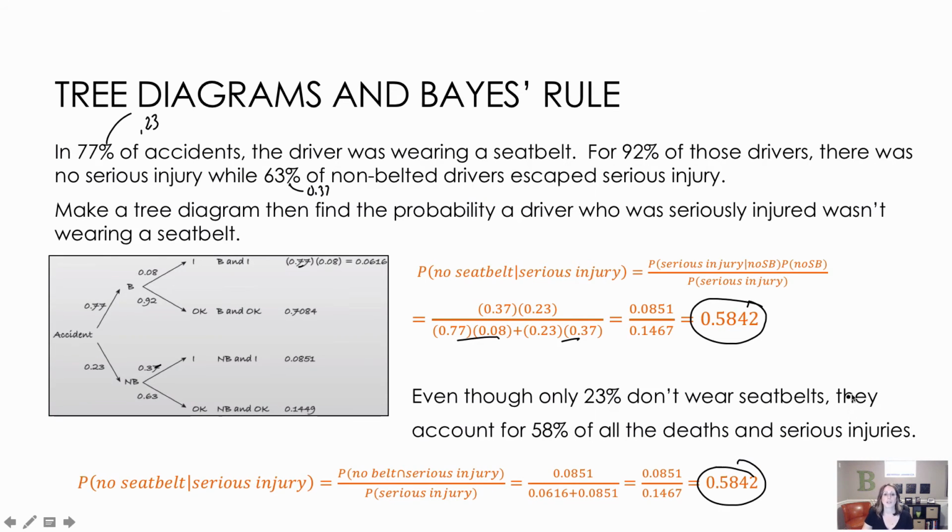Now, why do people like Bayes' rule? Well, because it's essentially a way for us to look at what one variable does, or the effect of one variable on another. So even though 23% don't wear seatbelts, they account for 58% of all the deaths and serious injuries. So we know only 23% were not wearing their seatbelt, but those people had 58.42% of all of the serious injuries. So that's really what Bayes' rule is all about, being able to break down two variables.